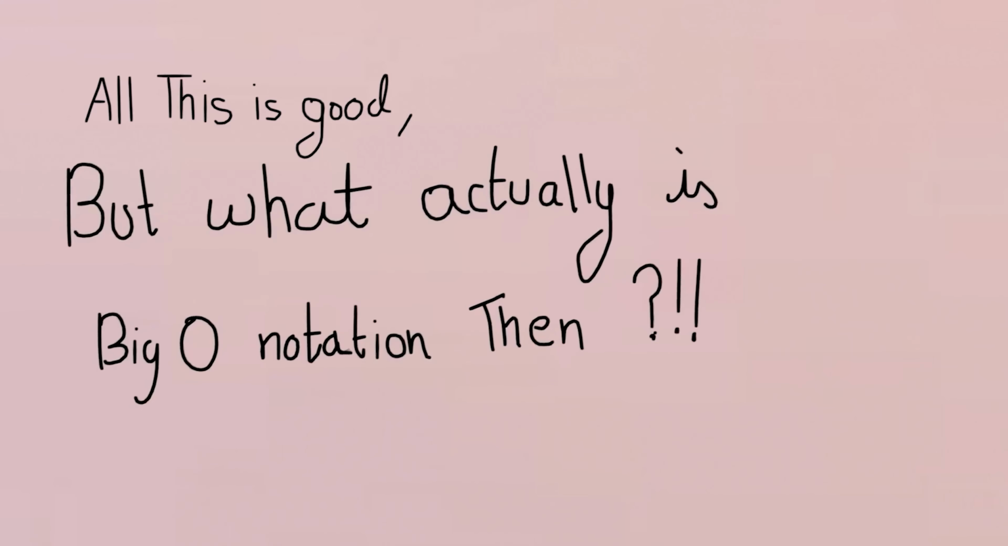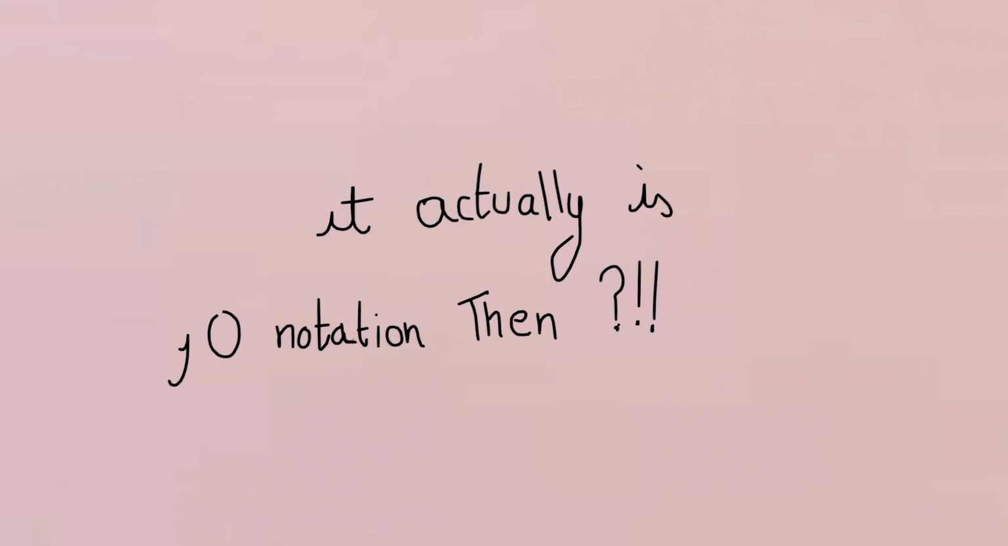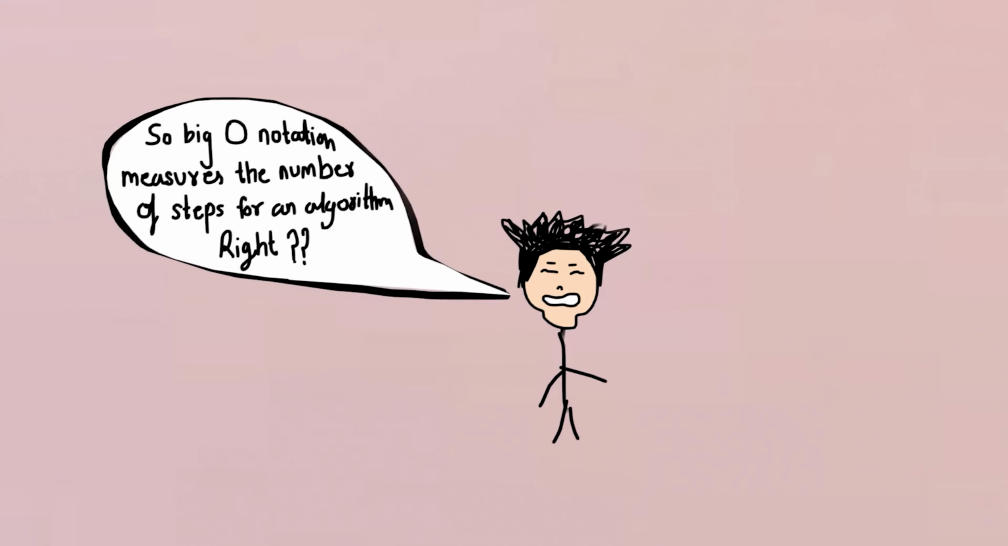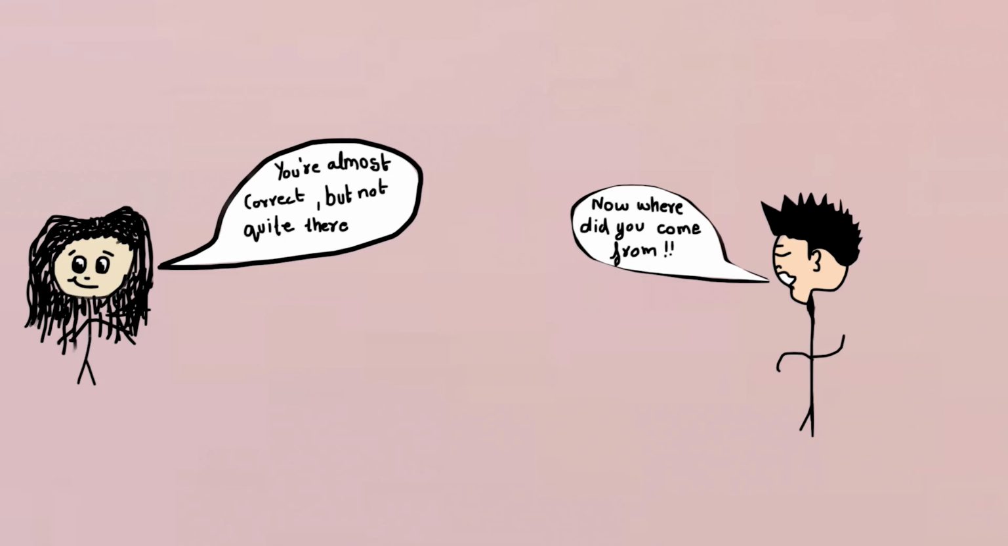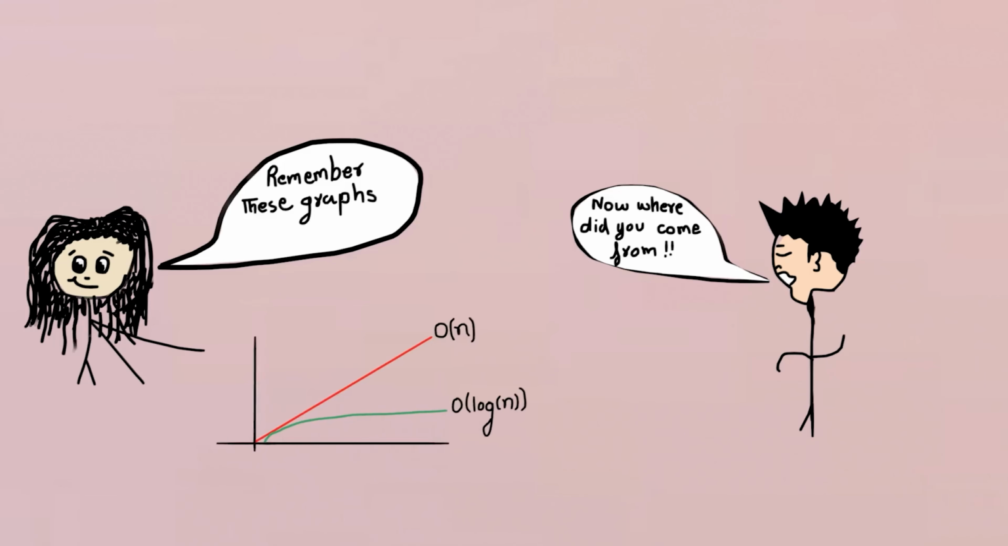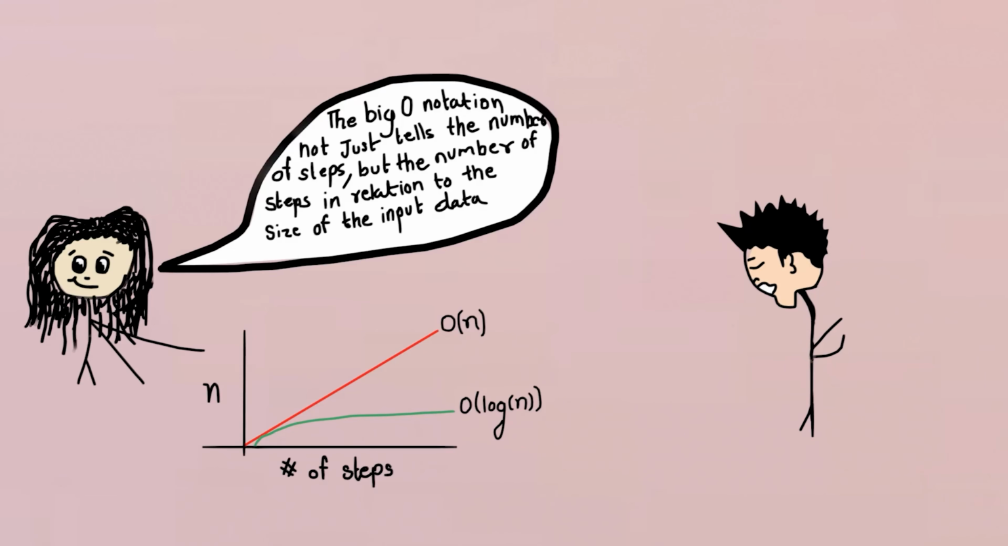So now we are super close to understanding what big O notation really is. Now you might think it is the number of steps the algorithm takes. But as we saw in the previous example, that is a good measure of an algorithm's speed, but the number of steps still depends on the size of the data. So in big O notation, what we are actually measuring is not the number of steps, but how the number of steps the algorithm takes grows in relation to the size of the input data.